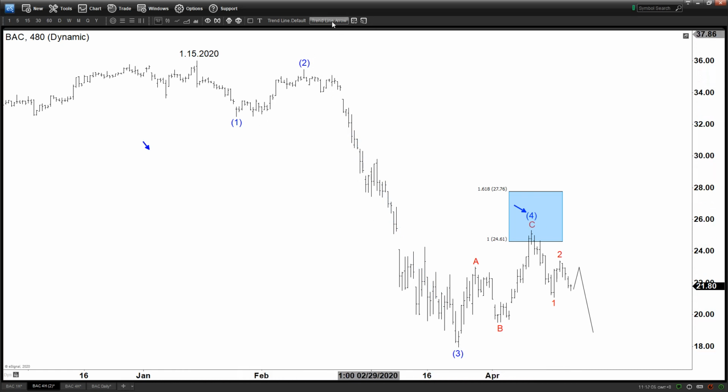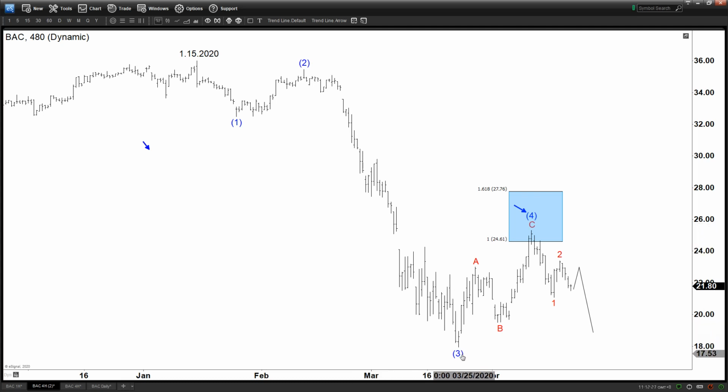Now based on this structure here, we can see a 1, 2 and then 3 with a very clear extension. So we can conclude that overall, I think there is still a possibility that we have more downside to finish a wave 5. Now what else can be in the possibility? Well, a couple of different possibilities.